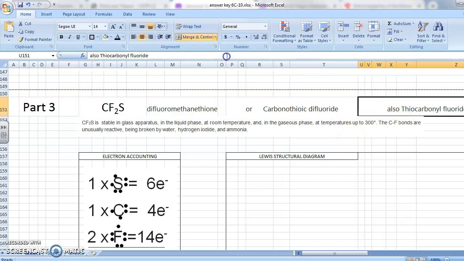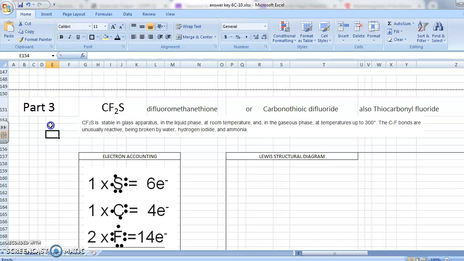Welcome to our help video, 6C10, the valence shell electron pair repulsion theory. We are on part 3 of this quiz, and we will be working with the CF2S. Sometimes it's written CSF2, sometimes it's written F2CS, different ways of writing the formula. And it also goes by different names, depending on which naming system you are using. So all these names do apply to this one molecule, depending on which naming system you're working under.